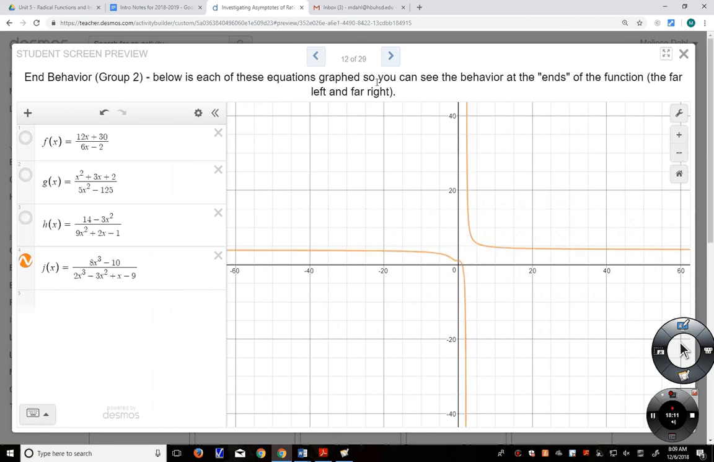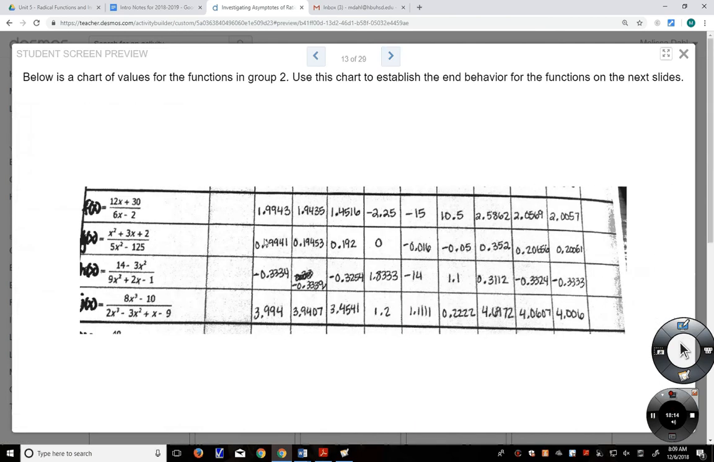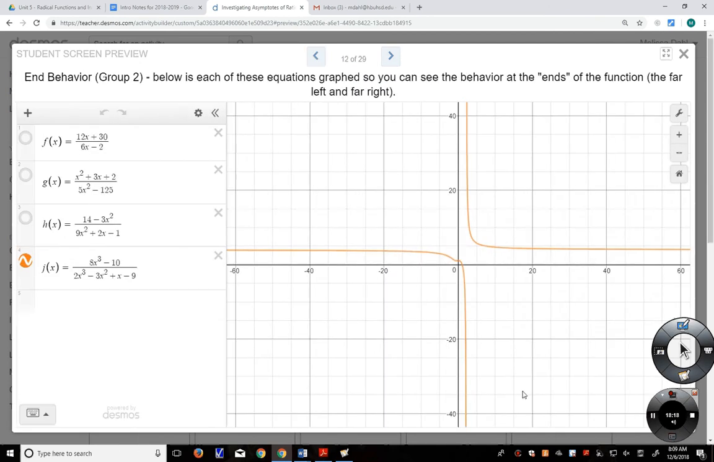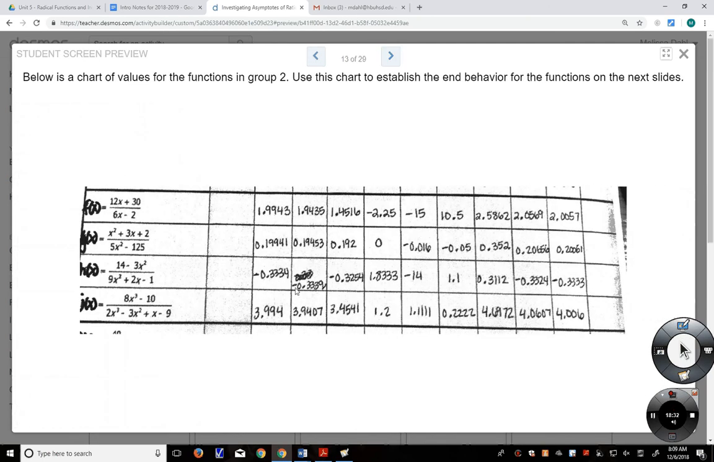So j of x, again, we're kind of zoomed out. I'm going to look at the numbers. J of x seems to go to 4. Okay? So j of x has an asymptote at 4. And then the last one we're going to look at, h of x, again seems close to 0, but I'm going to look at the numbers. It seems to be going to like a 0.3 repeating, which is like what as a fraction? 1/3, a negative 1/3, okay? And so it seems to be negative 1/3.